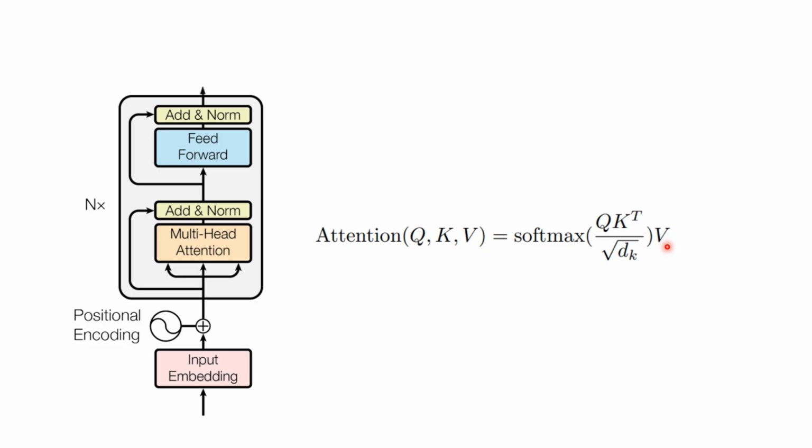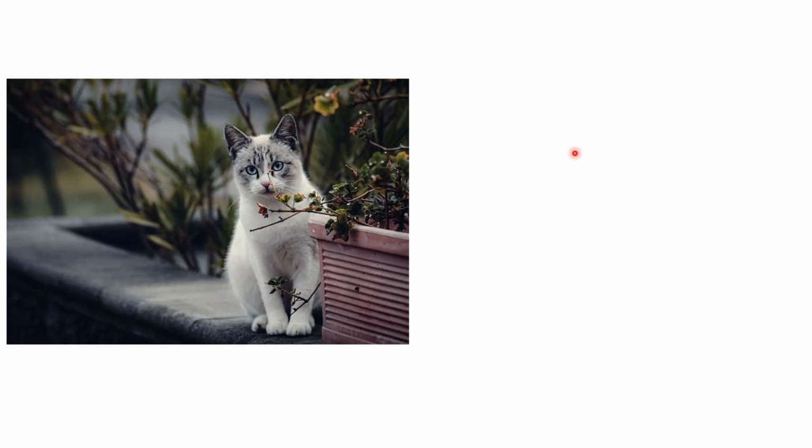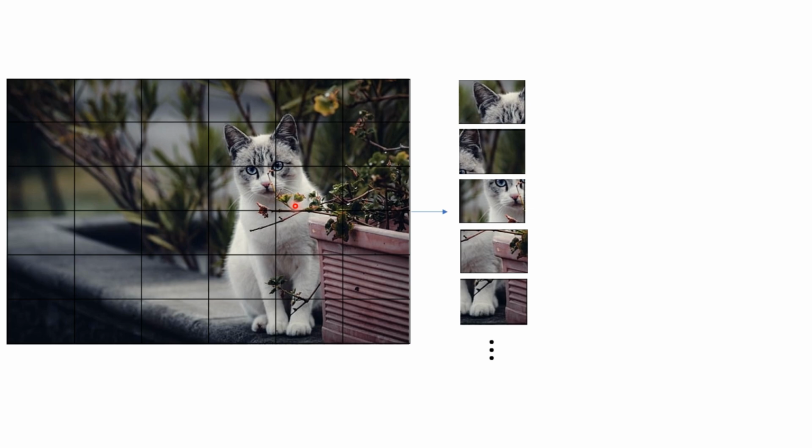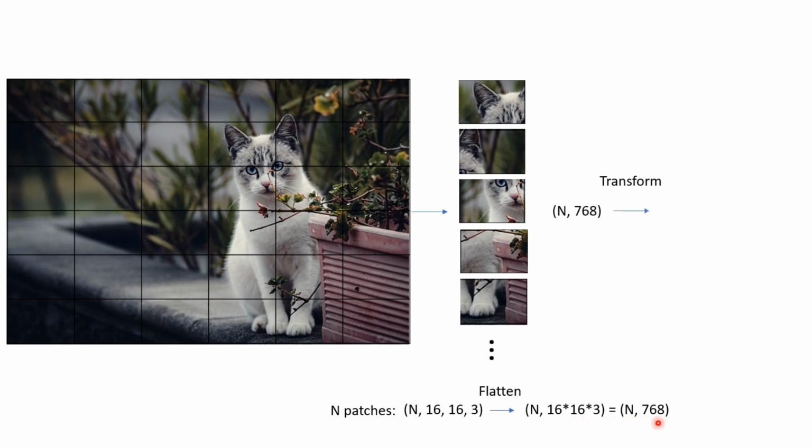To use the transformer for image data, this paper first divides each image into patches of size p by p, where in this paper p is 16. For an RGB image, each patch has dimension of 16 by 16 by 3, resulting in n patches. These patches are then flattened, producing a matrix of shape n times 768. Then this matrix is transformed into a latent dimension of size d.